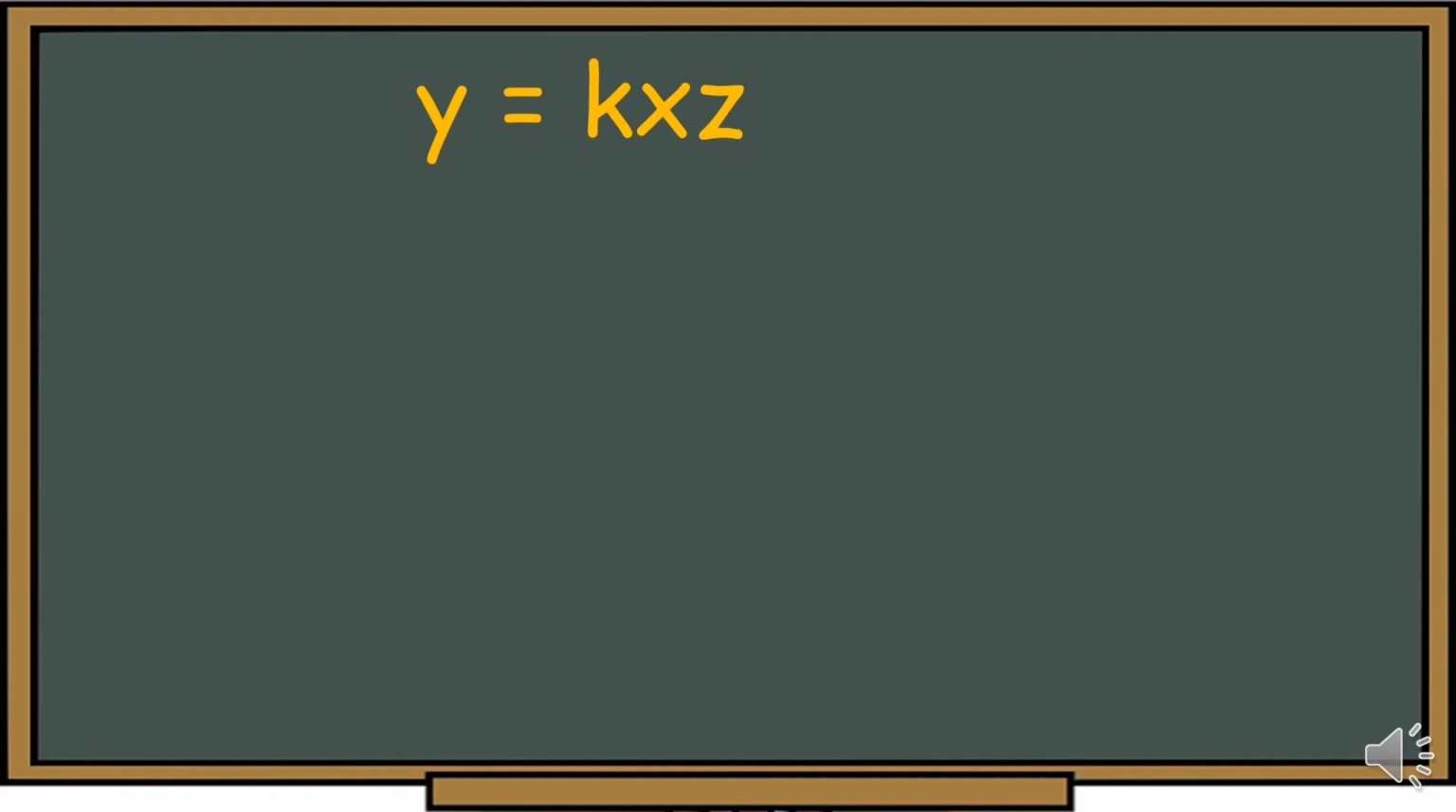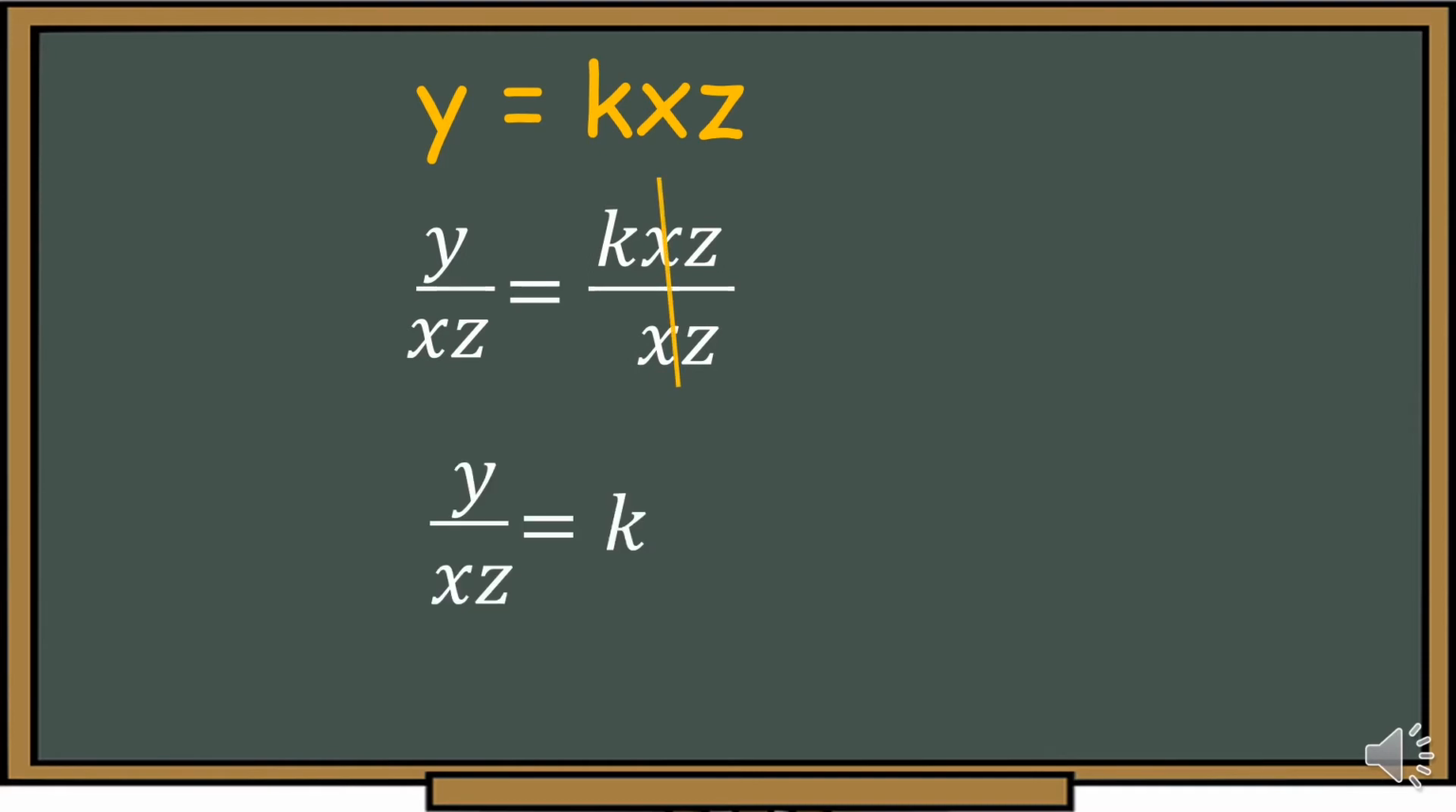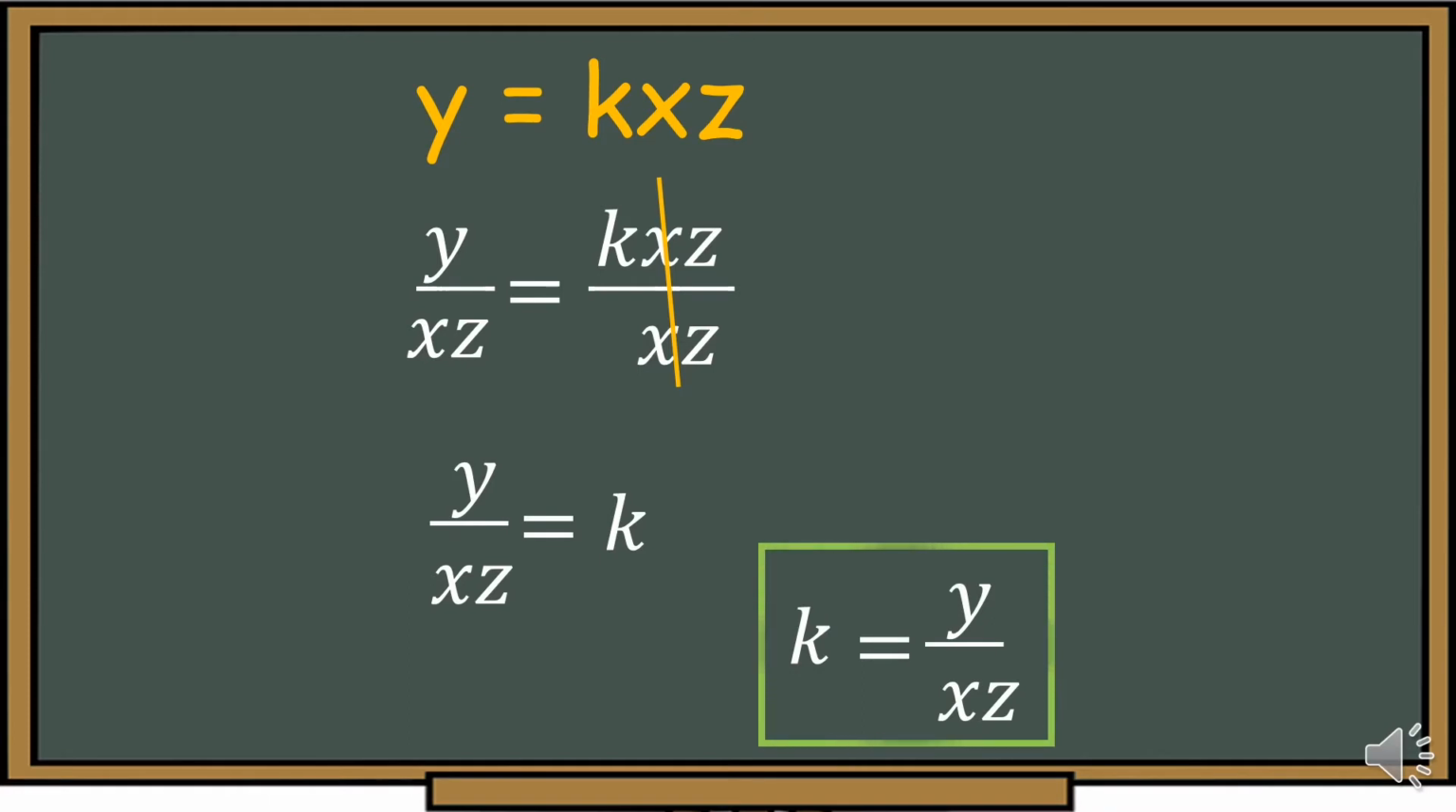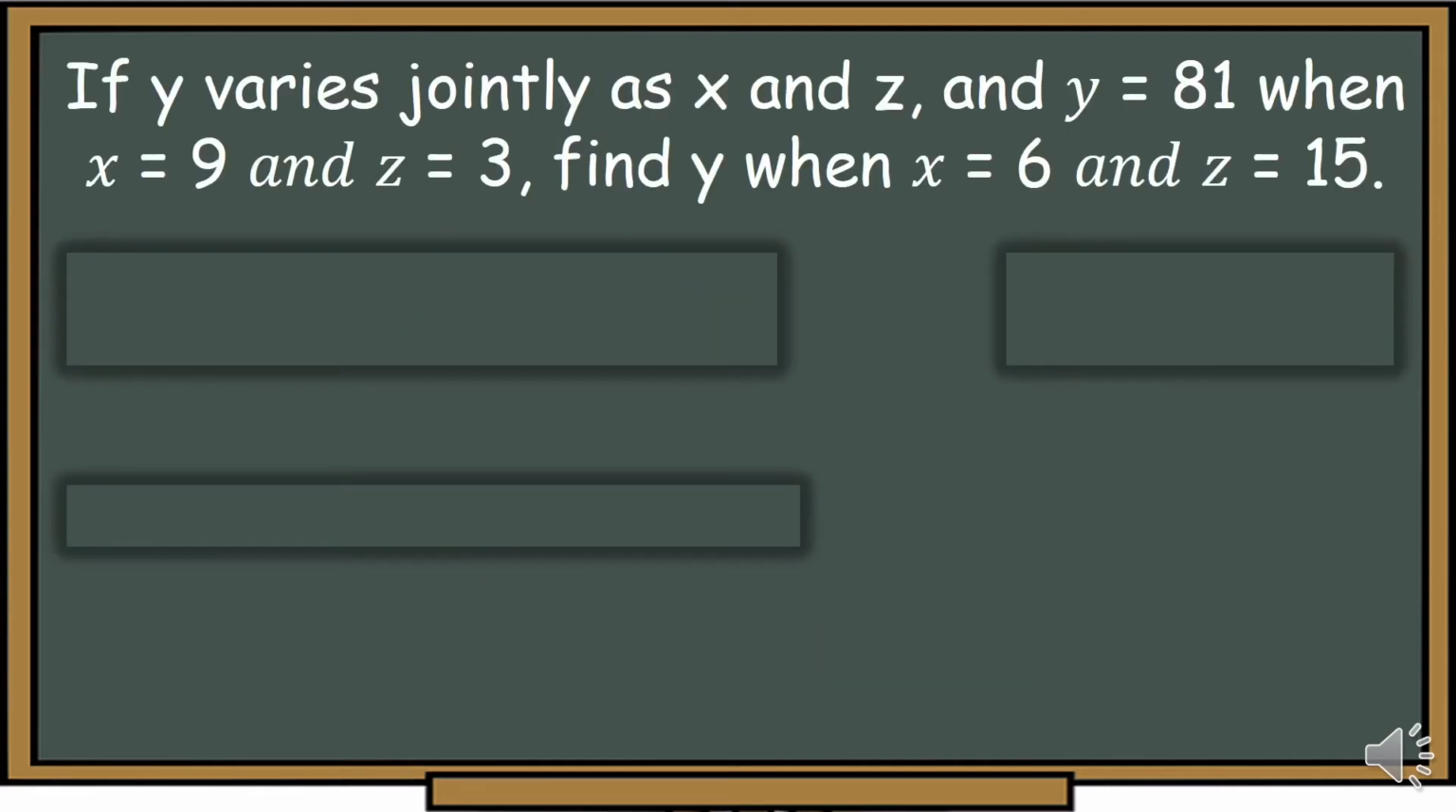Okay, for us to solve for the constant of variation, or to solve for k, we have to derive another formula out of this. So we will be dividing both sides of this equation by xz to cancel out x and z. Alright? So what's left is k equals y over xz. So this will be our formula in determining the value of k, or the constant of variation. Alright, let us now solve this problem.